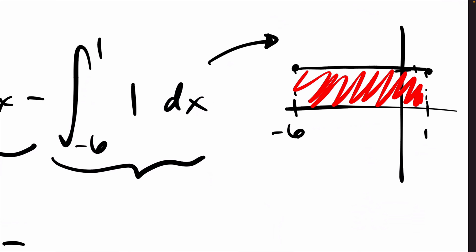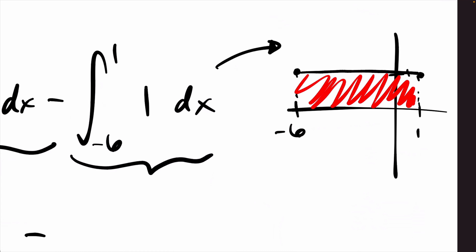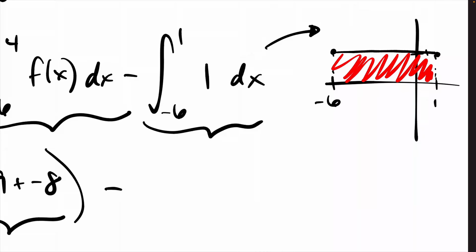What shape is that? Rectangle. Rectangle, base times height. What is the length or base? 7. How tall is it? 7 times 1 is 7.